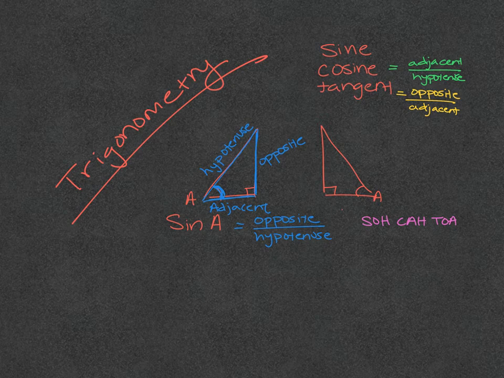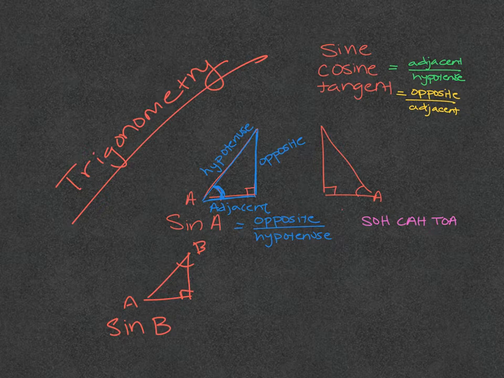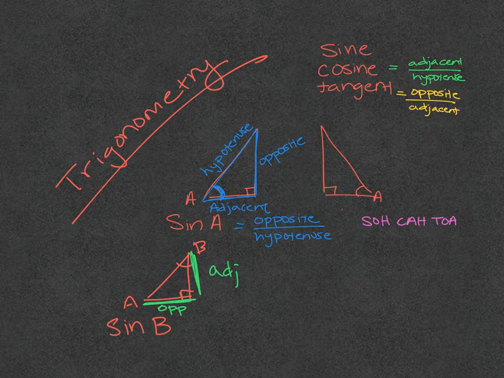Now let's say that in that same triangle we have with angle A, B is going to be our reference angle. If we were going to do sine of B, our opposite side is now this side right here, because that's the side that's opposite of angle B. And our adjacent side is now this side right here. Our hypotenuse didn't change because, again, that's always the side that is across from the right angle.